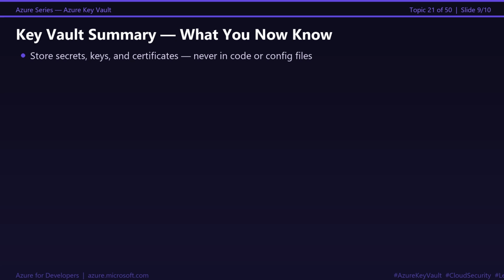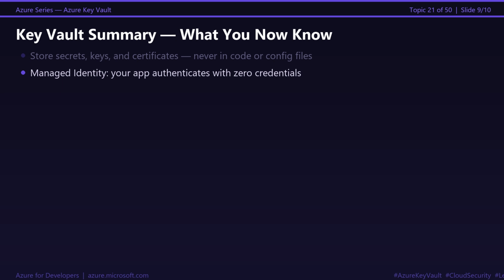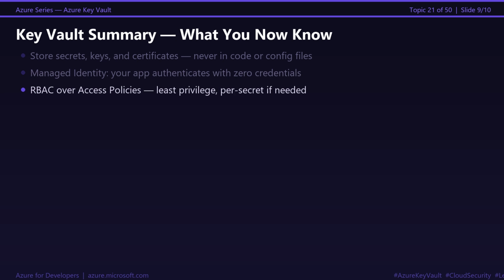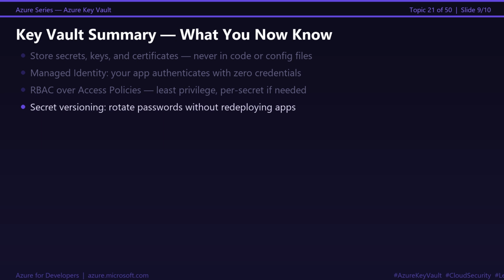No secrets to leak. Use Azure RBAC for permissions. Assign only what is needed. Key Vault Secrets User for reading. Key Vault Secrets Officer for managing. Never Key Vault Administrator for your application. Use secret versioning for zero downtime rotation. Enable soft delete and purge protection from day one. The pattern is simple: app service plus managed identity plus Key Vault. 3 resources. 0 hard-coded credentials.